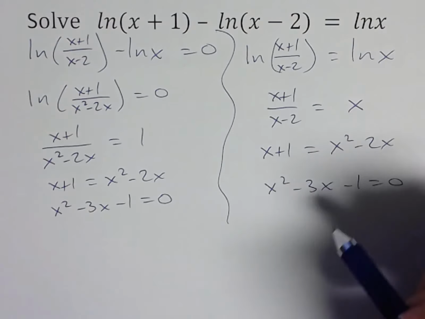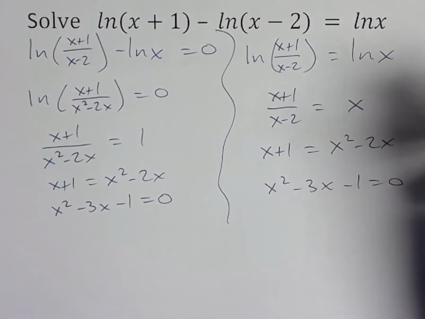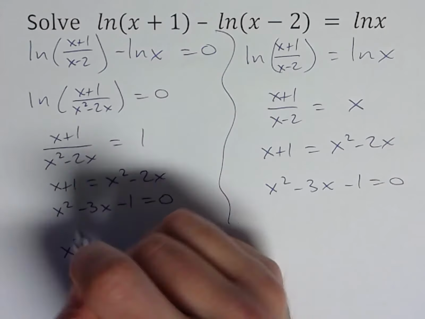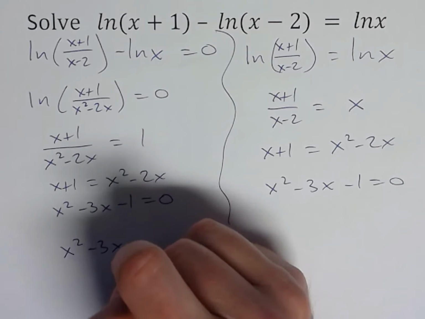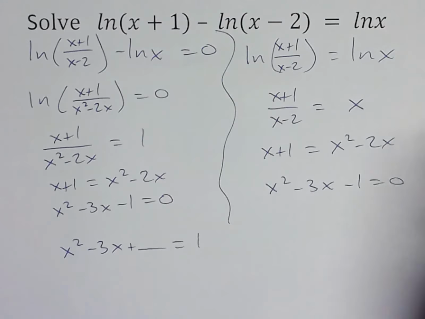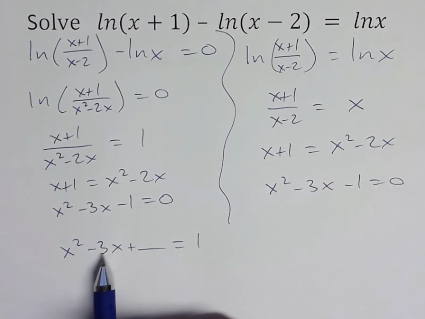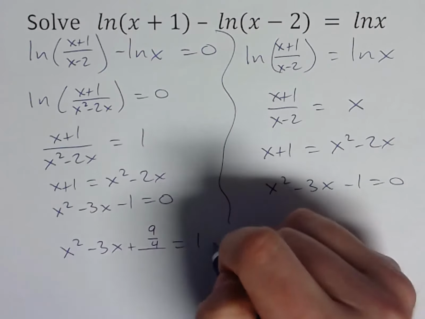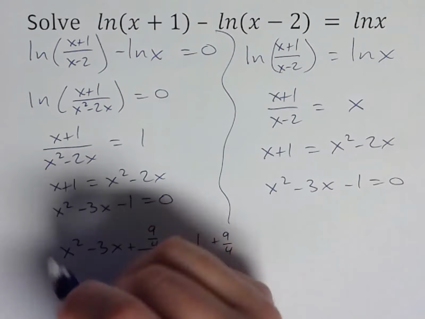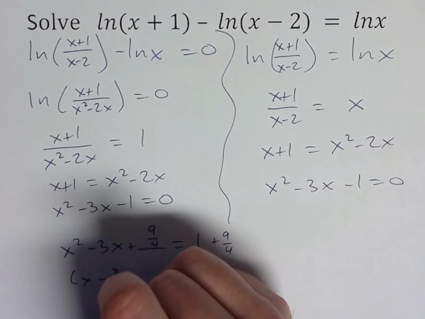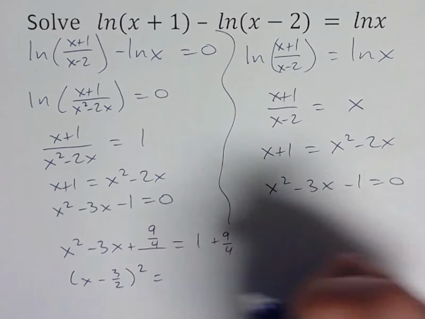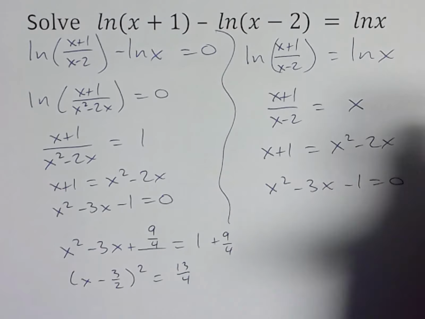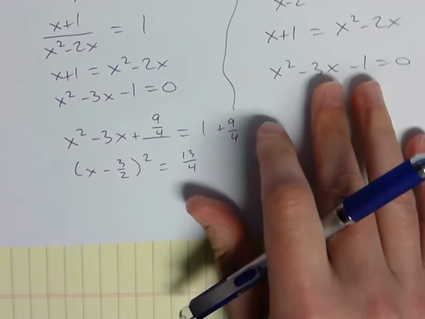Now let's solve this quadratic, clean this up. I'm going to complete the square, remind us how to do that, because this one won't factor. Most of the ones I throw at you will, but this one's not going to factor nice. So half of 3, that's 3 halves squared, 9/4. So let's add 9/4 to both sides. So x minus 3 halves squared equals 13/4. Take the square root of both sides.